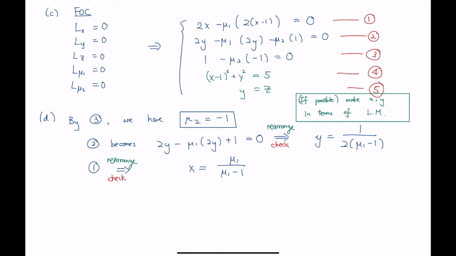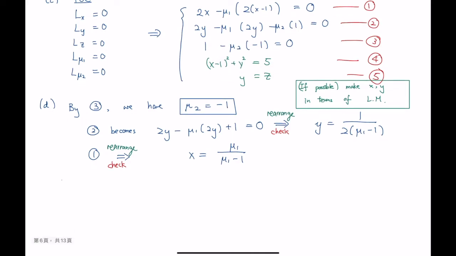Now we have found x and y in terms of the Lagrange multiplier, and then because of the fourth equation, the constraint, we can solve for mu. So put this into the fourth equation. Then what do we have? We have x minus 1, so we have mu1 over (mu1 minus 1) minus 1, whole squared.